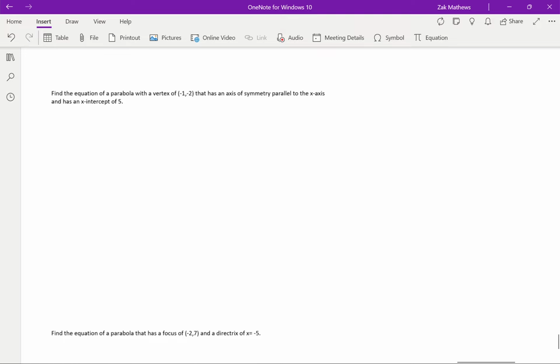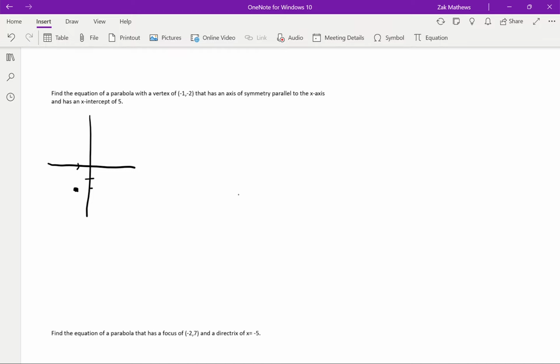Let's take a look at another example. Find the equation of a parabola with a vertex of (-1, 2) that has an axis of symmetry parallel to the x-axis and an x-intercept of 5. Once again, I'm going to start with a sketch. (-1, 2) is my vertex. Notice here we're given three pieces of information because just two wouldn't have been enough.